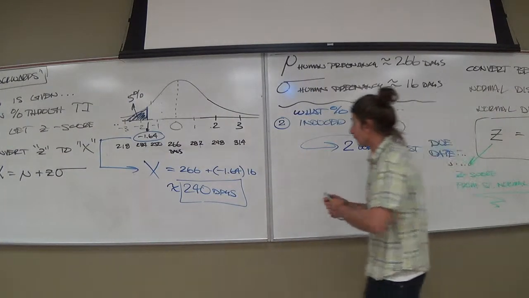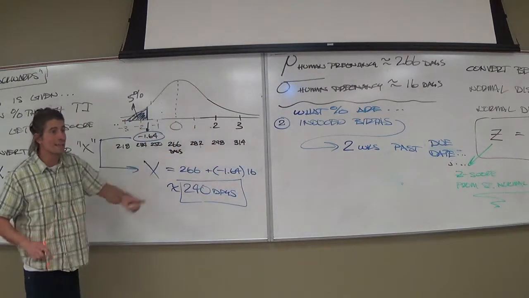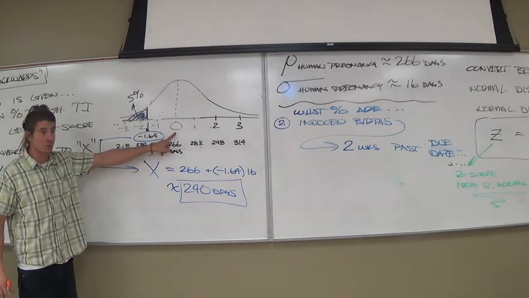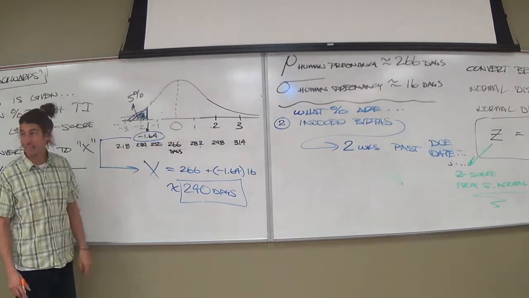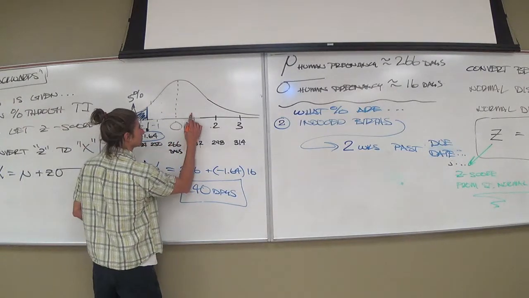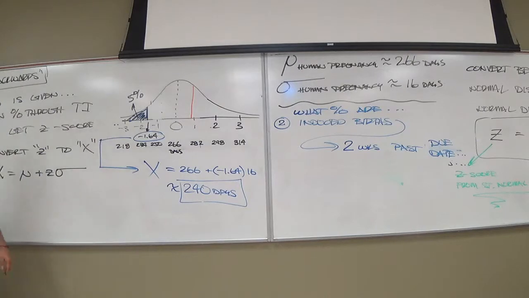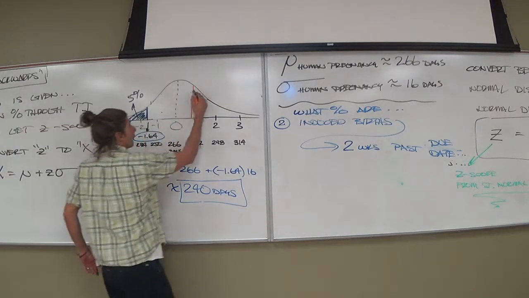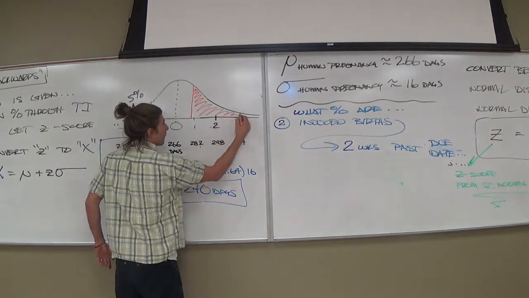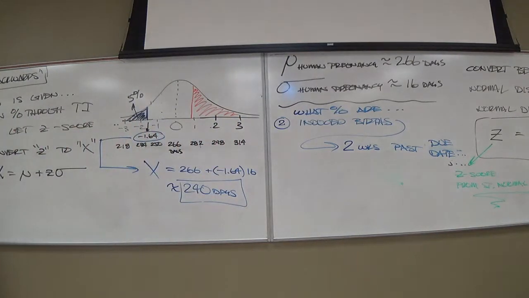We'll go with green here. We've been given the raw score of 2 weeks past the due date. The due date was 266. 2 weeks past is 280, right about there. Here is the area we're looking for. That looks like a lot of area to me. It's less than 50%, but I'm not sure exactly what percentage it is. Any guesses as to what that is before you actually calculate it?